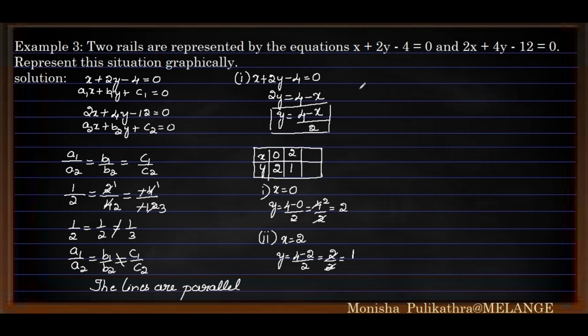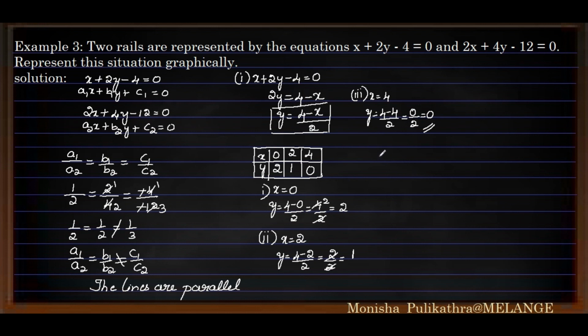I will take one more point, the third point, that is x equals 4. We can't take x equals 3, it would give a half, a decimal point, so it's better to take 4 itself. So y equals 4 minus 4 divided by 2, that is 0 by 2, which equals 0 itself. When I take 4, the y value is 0. So these are the points of equation 1.